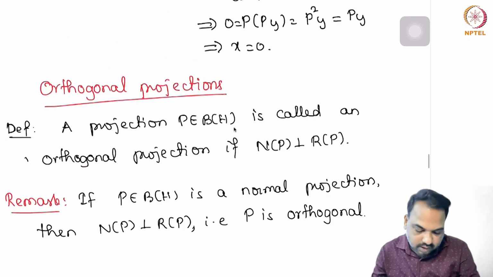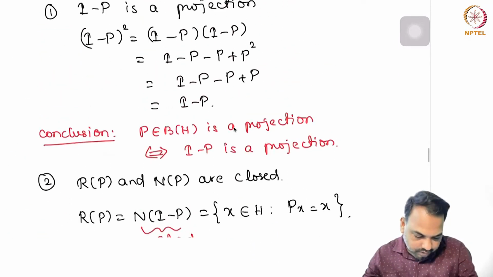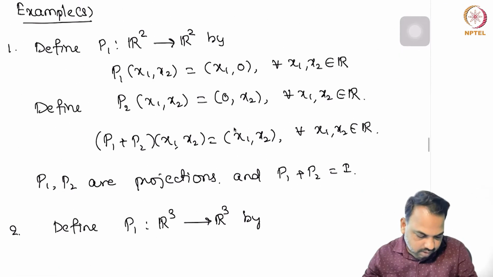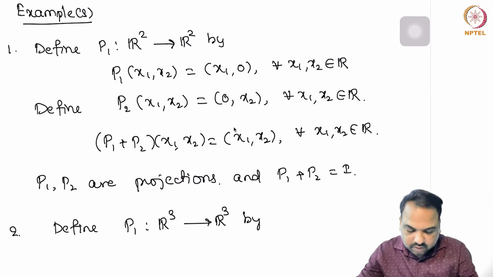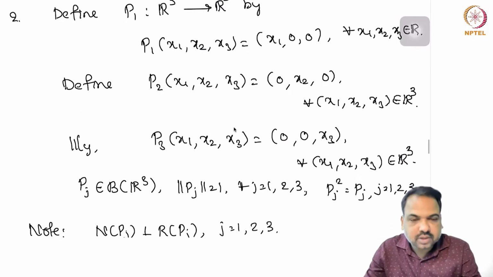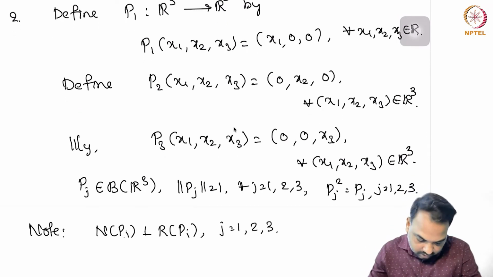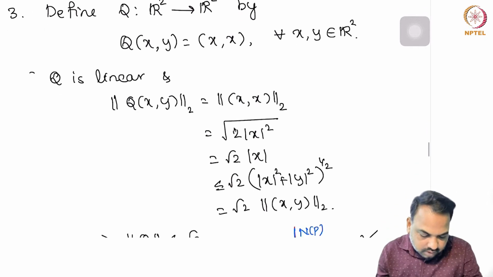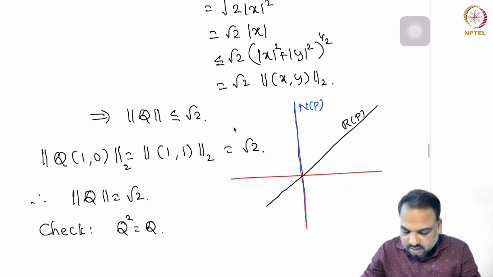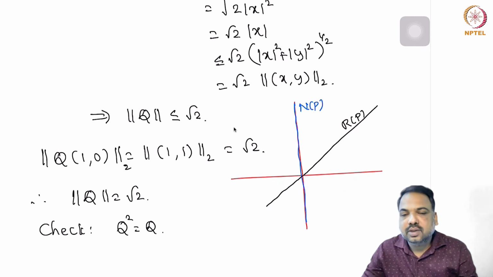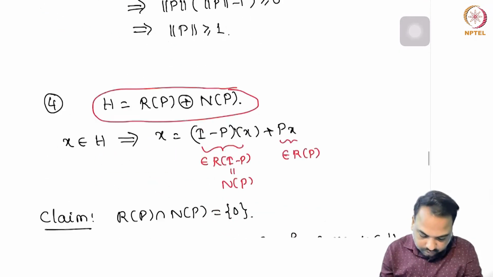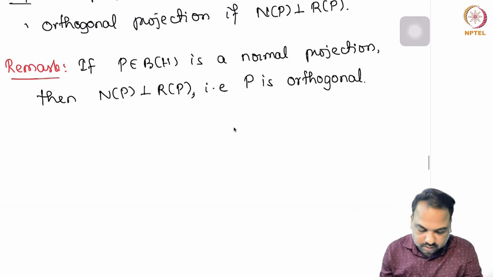We have seen several examples earlier. If you look at the earlier examples, in the first example P1, P2 are orthogonal projections, and in the second example P1, P2, P3 are orthogonal. And if you look at the Q that we defined in example 3, we have clearly seen that null space and range space are not orthogonal to each other, hence Q is not an orthogonal projection. Okay.